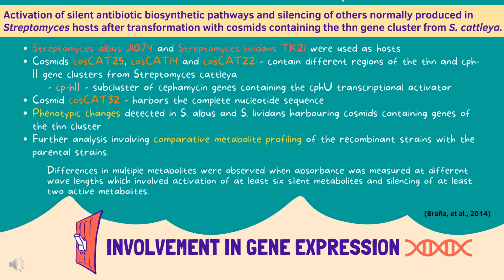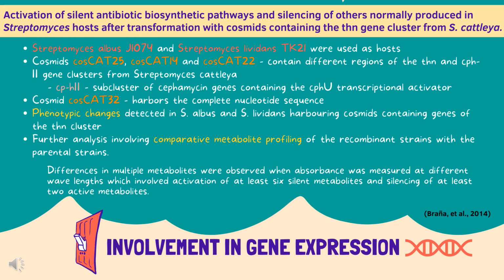Now let's discuss the involvement of cosmids in gene expression. In a study by Braña et al. in 2014, Streptomyces albus and Streptomyces lividans were transformed with cosmids containing the thn gene cluster from Streptomyces cattleya. The cosmids used were cosCAT25, cosCAT14, and cosCAT22, which contain different regions of the thn and cph2 gene clusters from S. cattleya. Furthermore, cosmid cosCAT32 was also used since it harbors the complete nucleotide sequence.